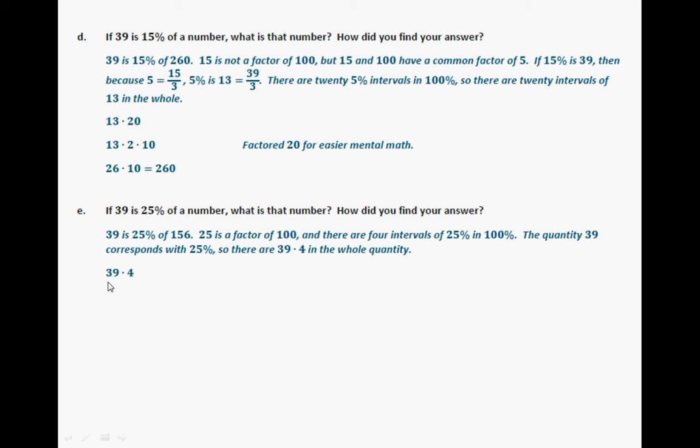So again, trying to break this up into an easier problem to do it mentally. Instead of 39 times 4, think of it as 39 times 2, and then doubling, because it's easier to do 39 and 39. What you end up with is 78, and then 78 times 2 is 156.